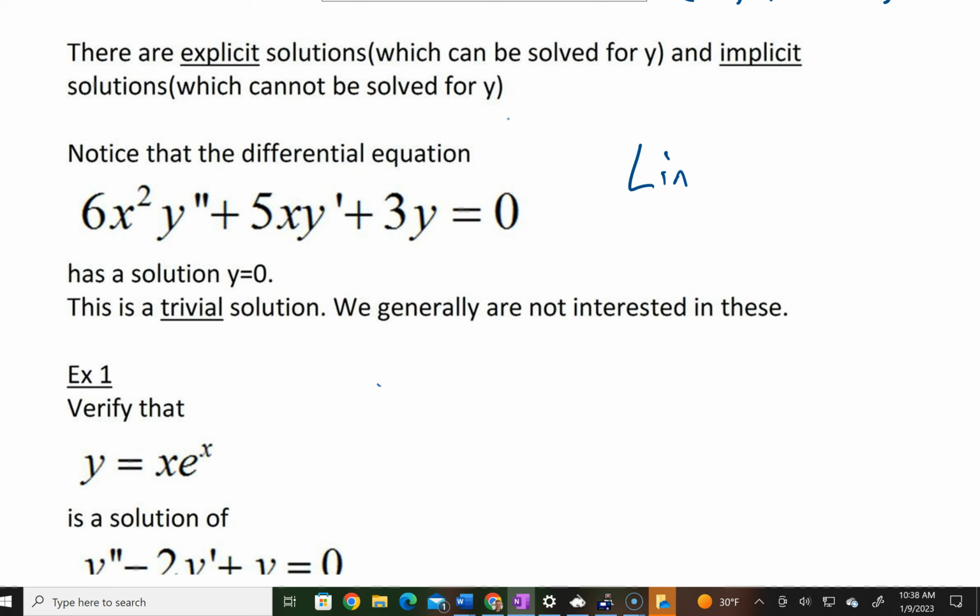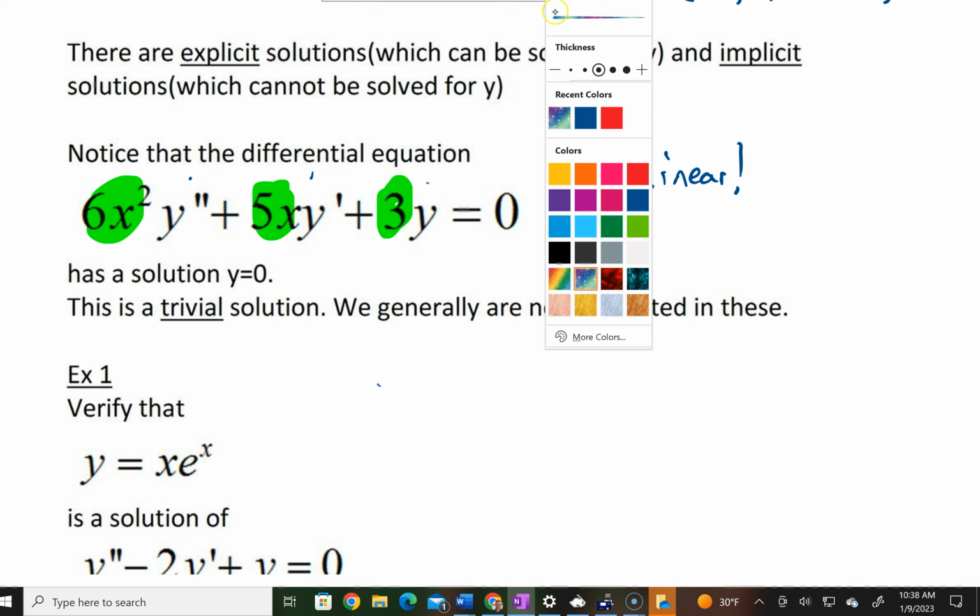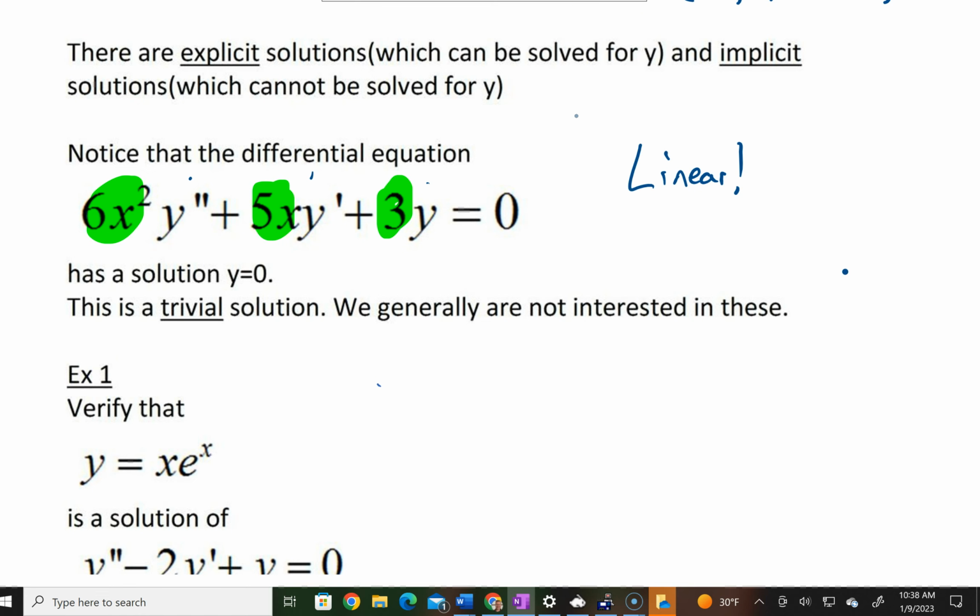It's linear. And kids will say, how do you know? Well, look, your y prime, your y double prime, they're only raised to the first power. And just as important, guys, look at your coefficients. Your coefficients don't have a y in them. Whatever's in front of a y or a y prime or a y double prime is only a function of x, never a function of x and y. So we could have a linear differential equation.